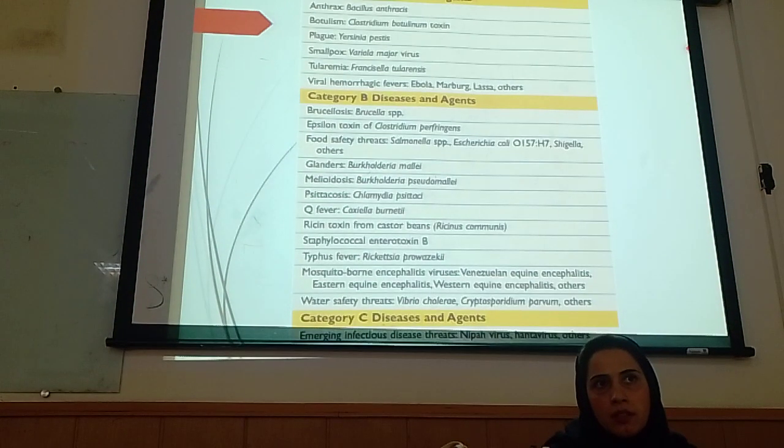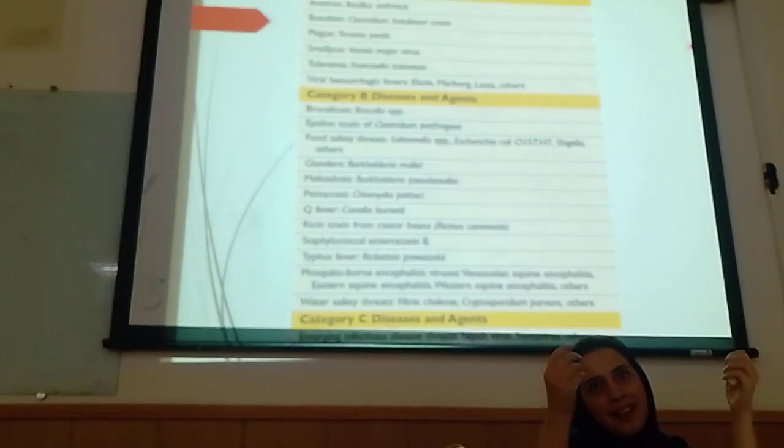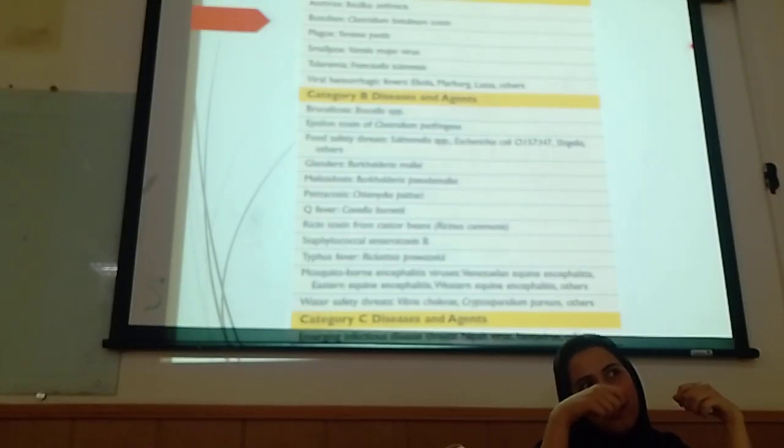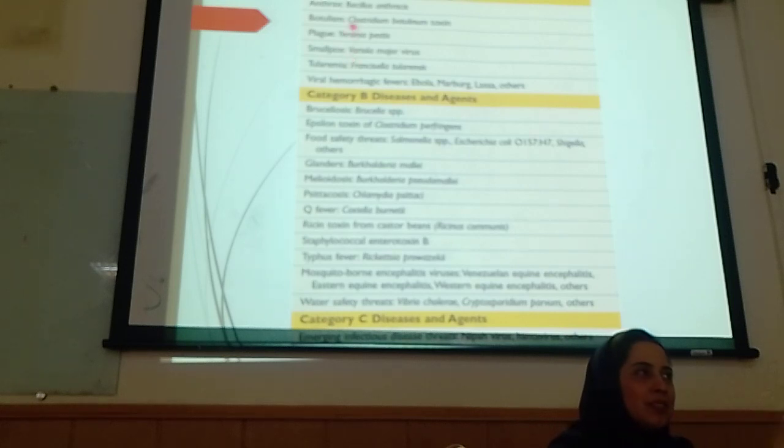Bacillus anthracis. You may have heard that you may receive an envelope and you open it and there are the spores of Bacillus anthracis in it and as you inhale, this is a typical example of bioterrorism agents. Bacillus anthracis, Clostridium botulinum, Yersinia pestis, variola major virus, smallpox, and Francisella tularensis, tularemia, and Ebola, and Lassa and other hemorrhagic fevers, which are viral.